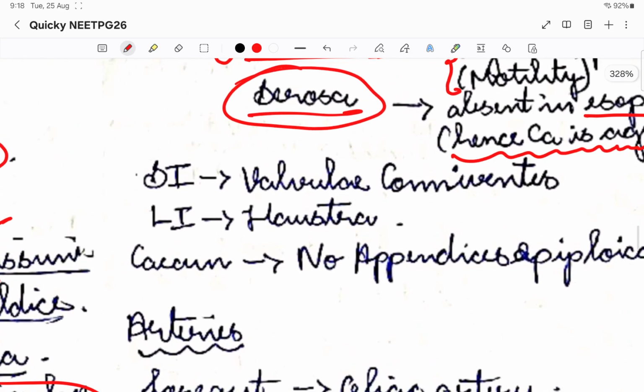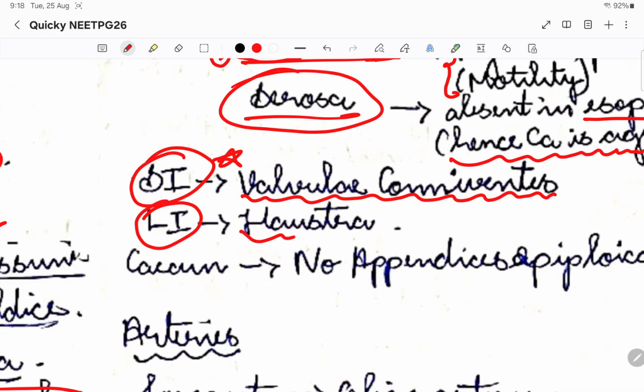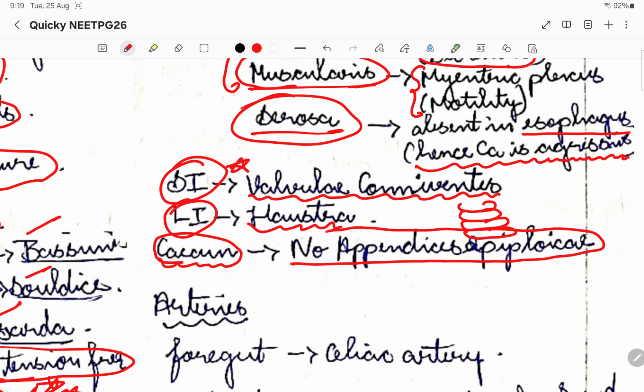How do you differentiate between the small intestine and the large intestine? In the small intestine there is the valvulae conniventes, so please look at an image of it, whereas in the large intestine there are haustra. When we look at the large intestine, these haustra will be there, so this is how we differentiate them. And how do we differentiate the cecum from the rest of the large intestine? There are no appendices epiploicae on the cecum, but in the other parts of the large intestine there will be appendices epiploicae.